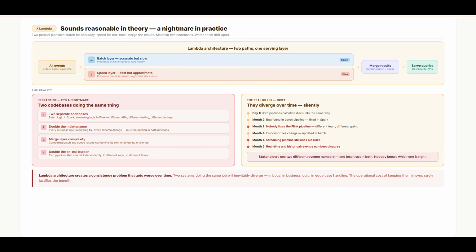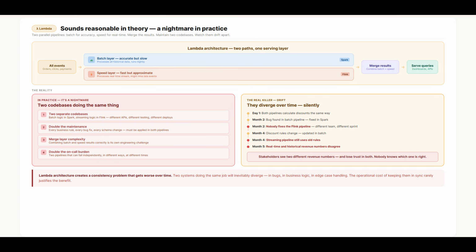Sounds reasonable in theory. In practice, it's a nightmare. You're maintaining two completely separate code bases doing essentially the same thing. Your batch logic is written in Spark. Your streaming logic is written in Flink or Spark Streaming. They use different APIs, different testing frameworks, different deployment processes, and they drift apart over time.